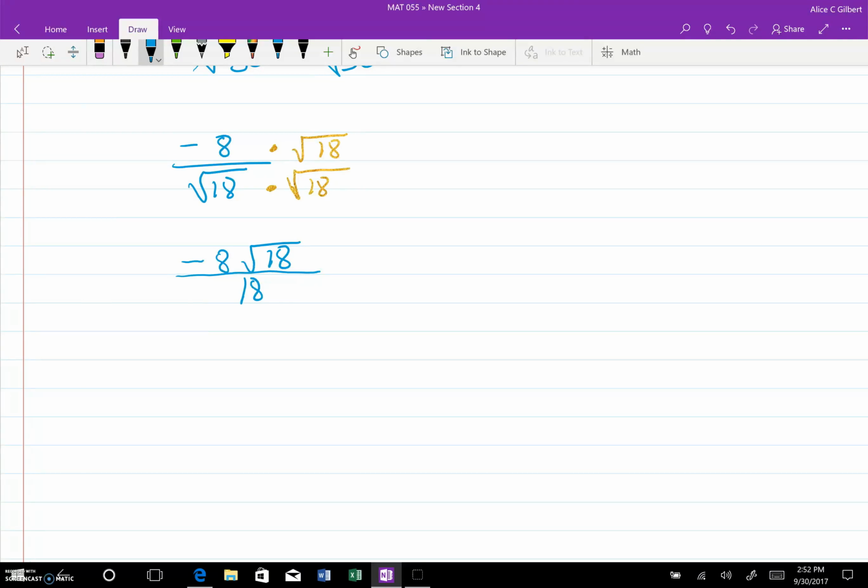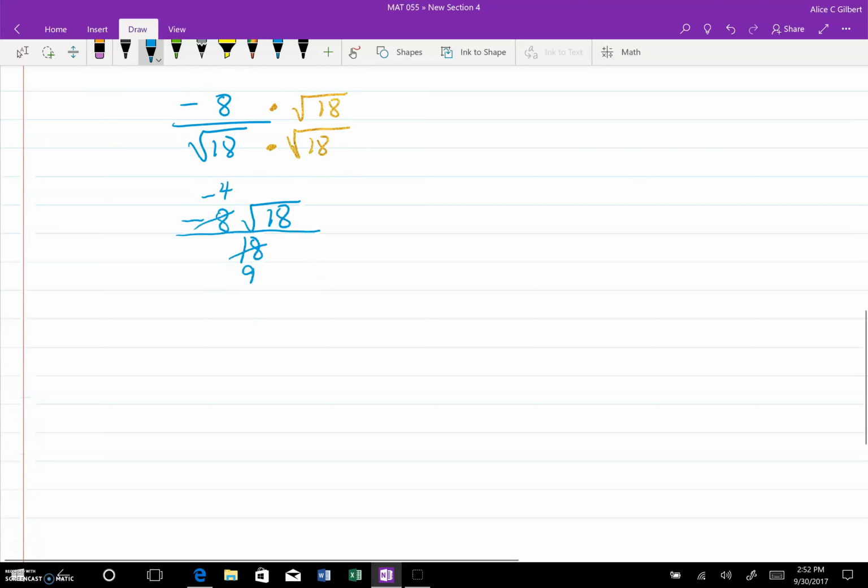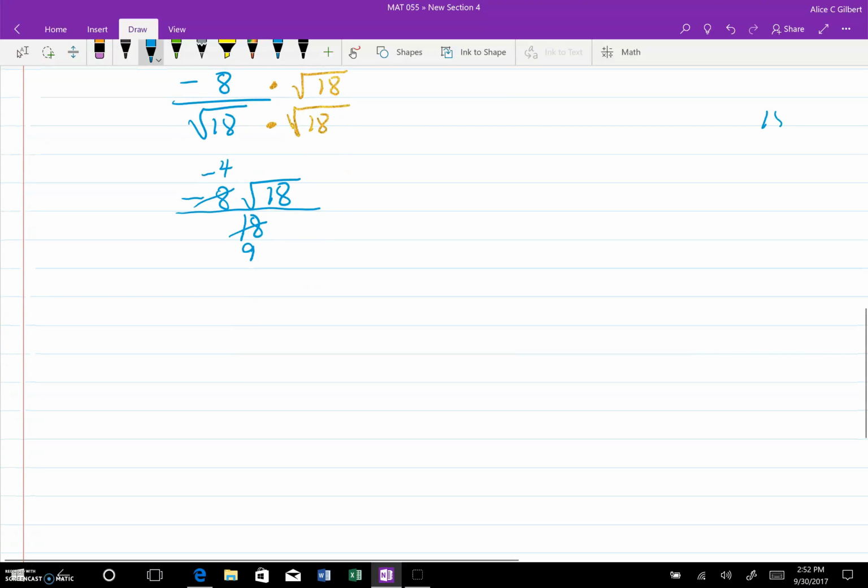Well, let me see, 2 goes into each of these, so 2 into 8 is 4, and 2 into 18 is 9. But I still need to see if I can reduce the square root of 18. You always have to reduce everything, guys. Oh, and look at that. I've got a pair. So remember, it's -4 times the square root of 18.